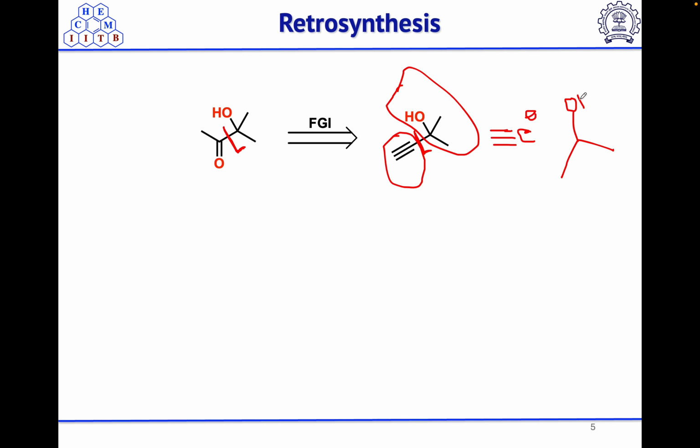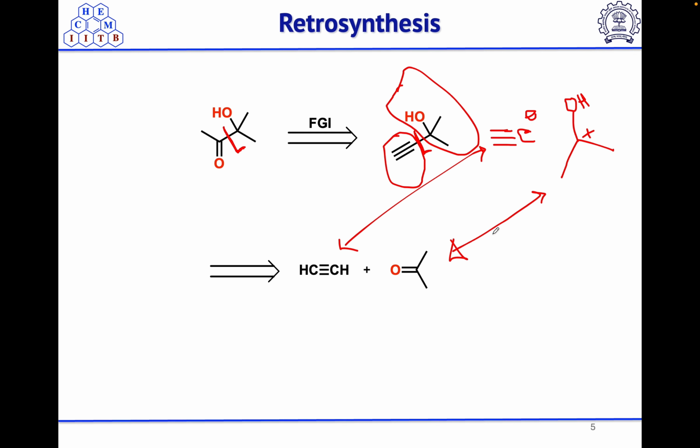OH. So this will be the acceptor synthon. And what will be the corresponding synthetic equivalents? This will be the acetylide anion synthetic equivalent. So acetylene will be the synthetic equivalent for this acetylide ion, and for this alcohol part, the synthetic equivalent will be the corresponding ketone, that is acetone. Okay.